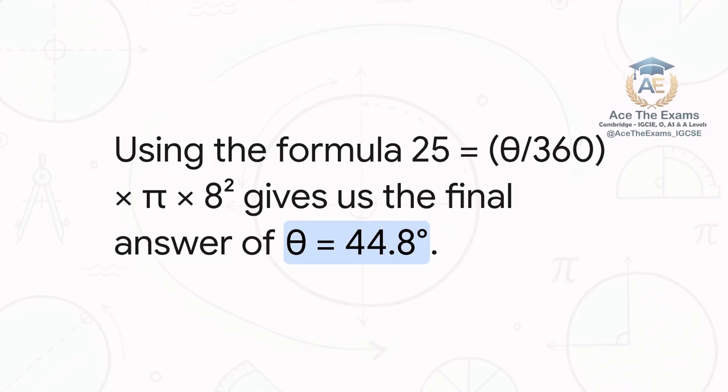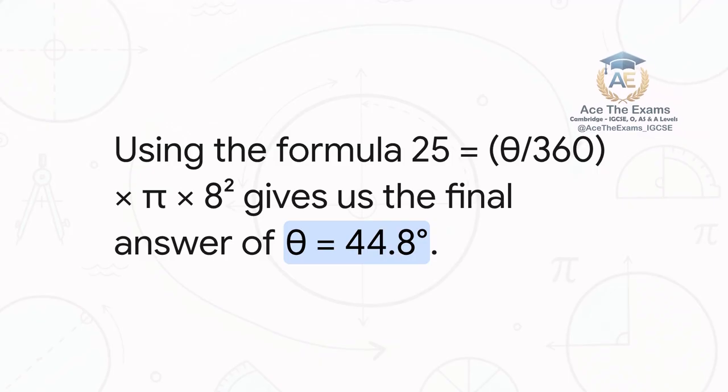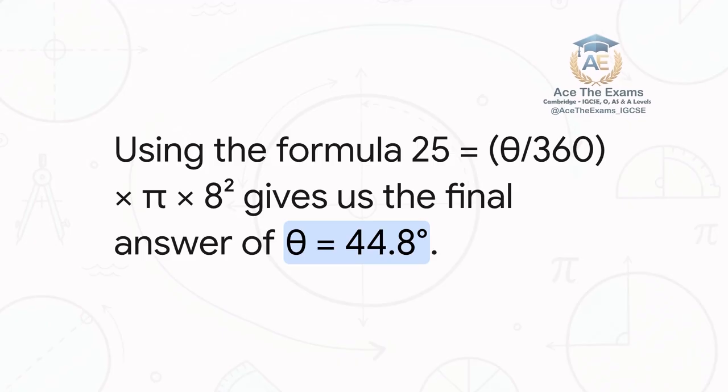Now we show our algebraic steps. Multiply both sides by 360, divide by 64 pi. Punch that into the calculator, making absolutely sure it's in degree mode, and we get 44.76, which we round to 44.8 degrees to 3 significant figures.